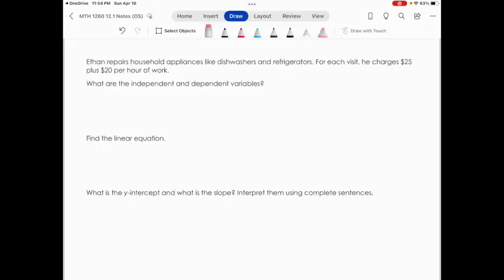Okay, let's look at our second example. Ethan repairs household appliances like dishwashers and refrigerators. For each visit, he charges $25 plus $20 per hour of work. So here is our rate that's given to us, $20 per 1 hour of work. So this is going to be our slope.